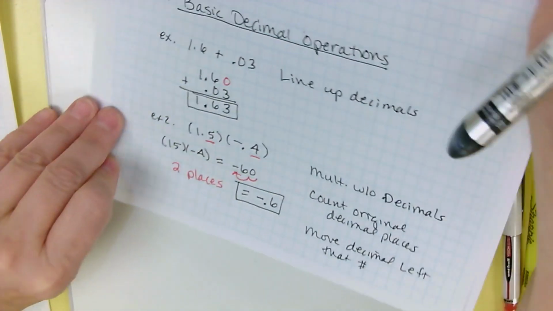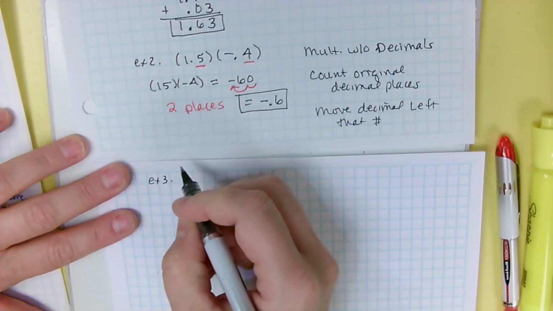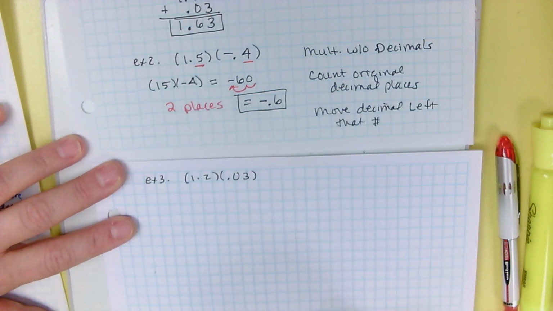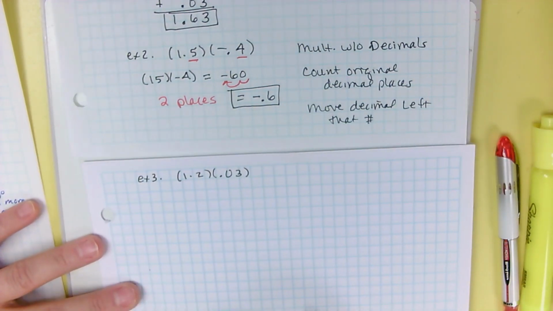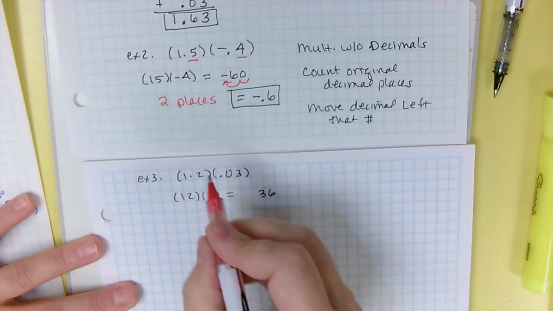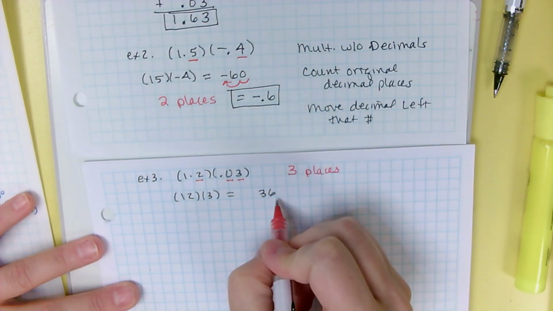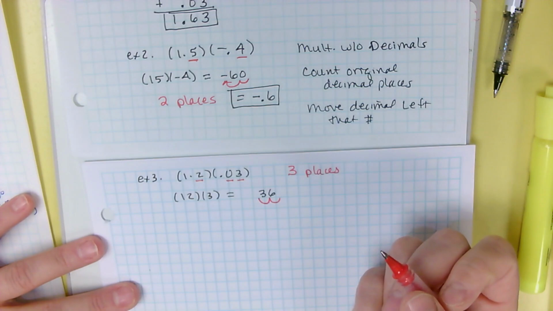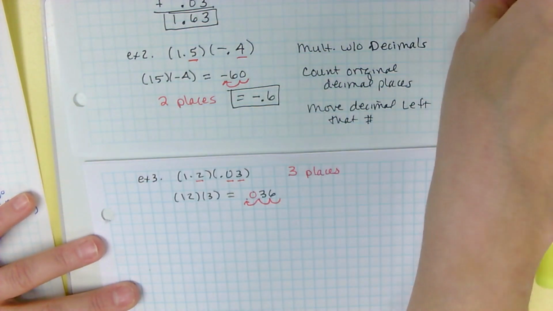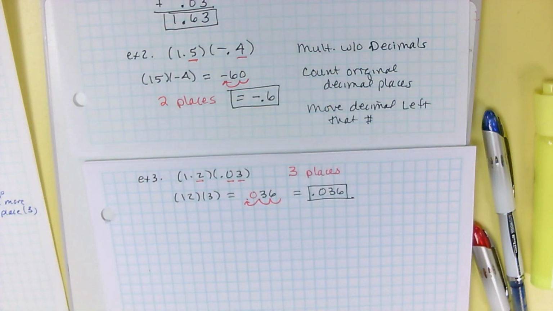All right, let's do another one of these multiplication ones. So example 3, 1.2 times 0.03. Okay, so first multiply the numbers just without the decimals. So 12 times 3 equals 36. Now count the decimal places. I have 1, 2, 3 decimal places. So I'm going to move my decimal 1, 2, and then I'm out of spaces, so I'm going to need to fill with a 0 to move it over 3 spaces. So my answer is 0.036. So sometimes you have to fill with zeros if you run out of digits.